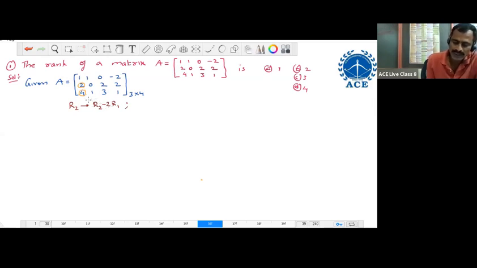Next, for the third row, to make the 4 as 0, we multiply the first row by 4 and subtract this from the last row. R3 becomes R3 minus 4 times R1. With these two operations, we can make these two zeros.